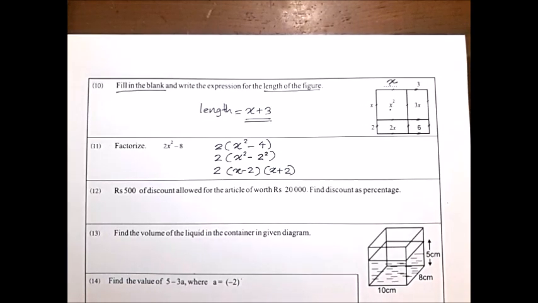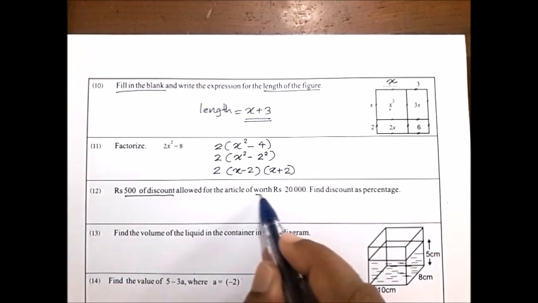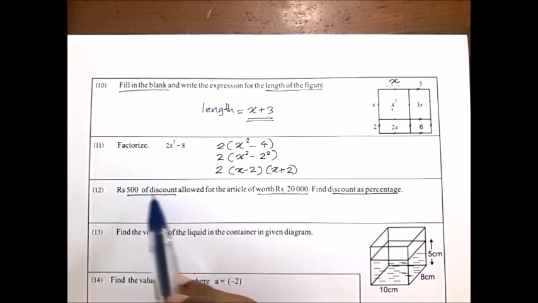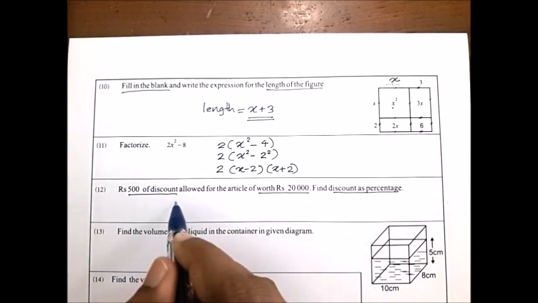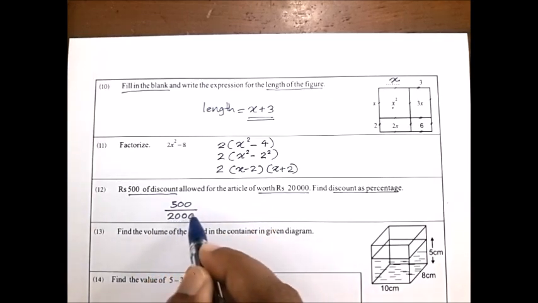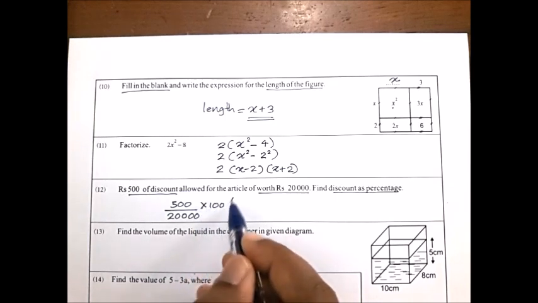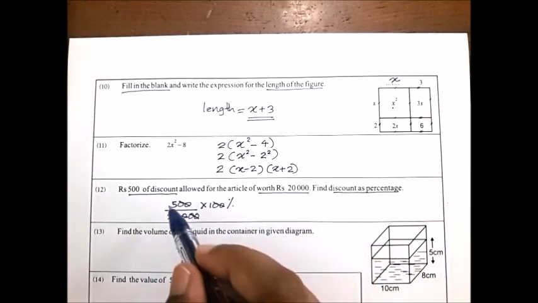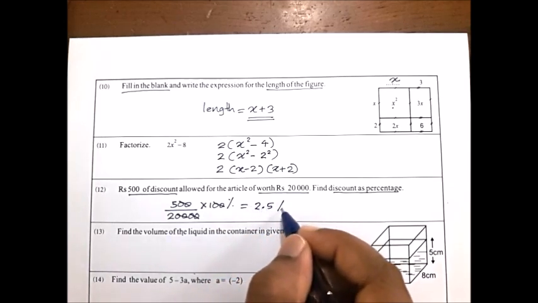12th one. 500 rupees of discount is allowed for an article which is worth 20,000. Find the discount as a percentage. Amount of discount. This is the value of the item. You have to find the percentage discount. It is equal to the amount of discount divided by the value of the article. To convert this into a percentage, multiply this one by 100%. Cancel 2 zeros and here again cancel 2 zeros. 5 divided by 2, answer is 2.5 or 2.5%.